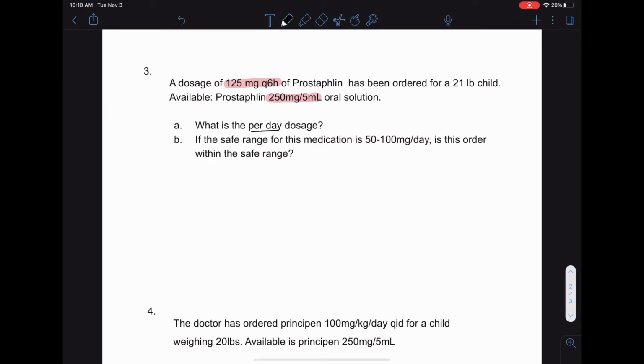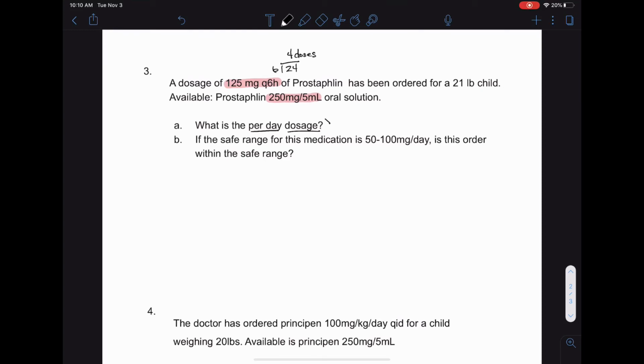We want the per day dosage. And again, this is a tricky spot for students because before we were dividing and doing that work. So we've really got to pay attention to what exactly the question is asking. This says that we are giving 125 milligrams every 6 hours. So that doesn't mean we're giving 6 doses. That means that we're dividing the day into 6-hour chunks, which is 4 doses.